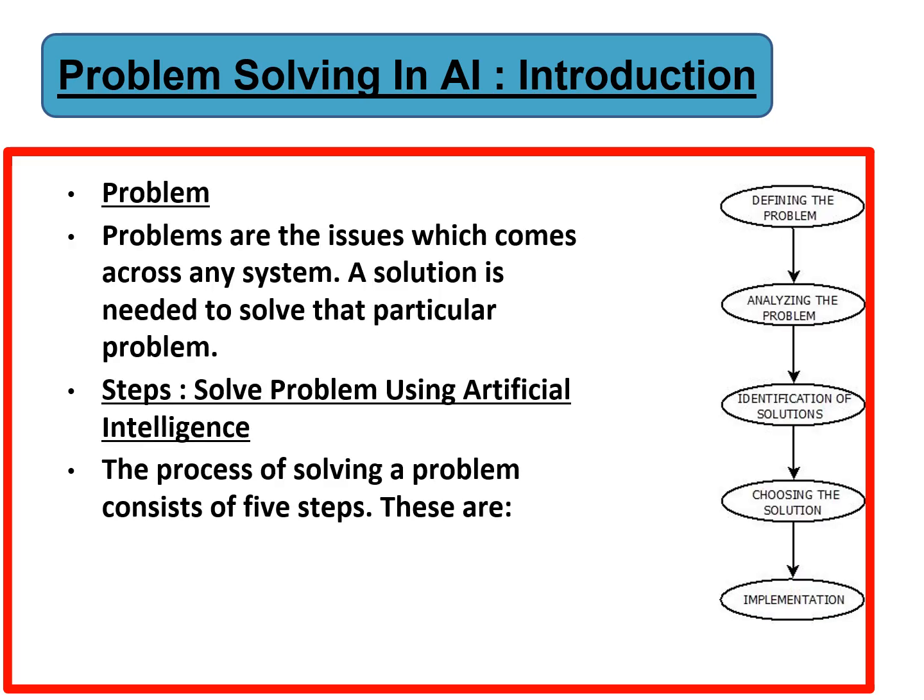Next, we'll be moving to problem solving in AI with the diagrammatic explanation. Problems are the issues which come across any system. For each and every problem, there will be a solution to solve it. This is the diagrammatic representation of problem solving, including five steps: defining the problem, analyzing the problem, identification of solutions, choosing the solution, and implementation. It is used to solve the problem systematically.